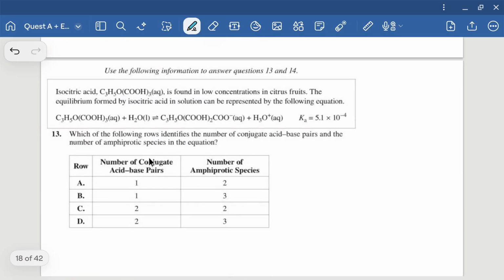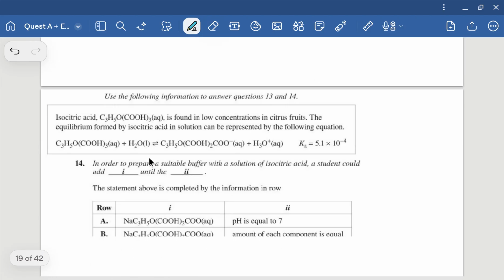Number 13, which of the following rules identify the number of conjugate acid-base pairs and the number of amphiprotic species? For conjugate pairs, we have 2 of them. And then what can act amphiprotic? Water is one that we recognize, and then the other is if you have a hydrogen to donate and your negative, like what we're seeing here. So this is going to be C.